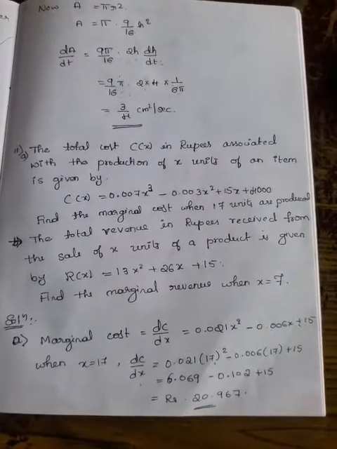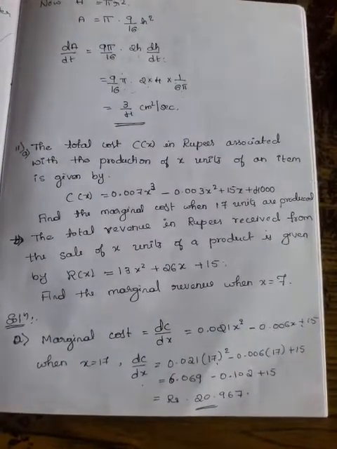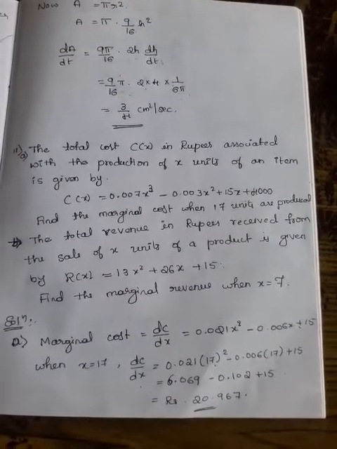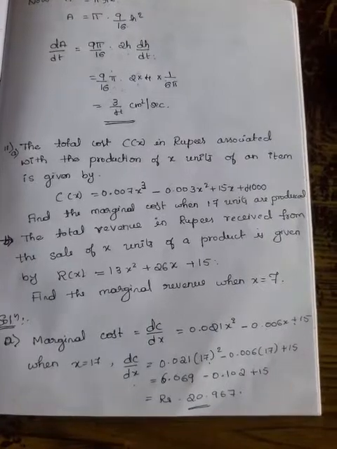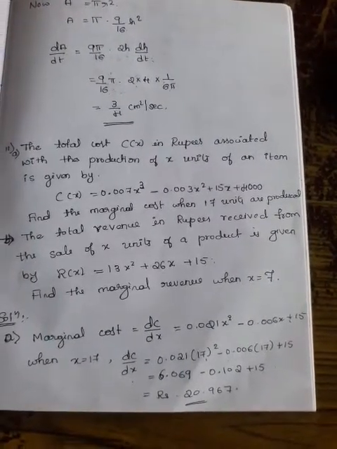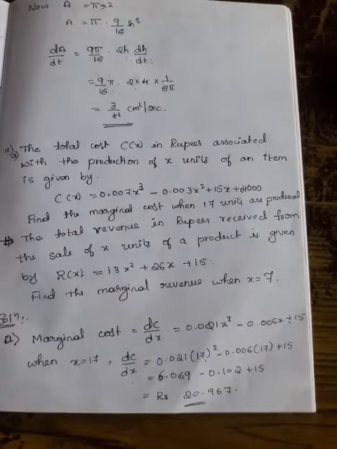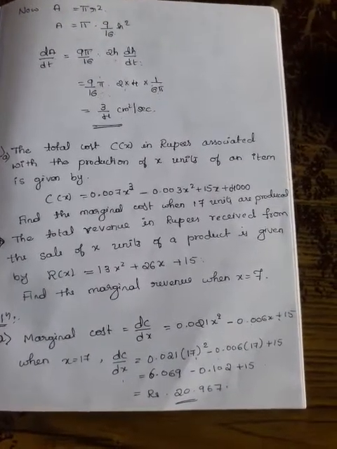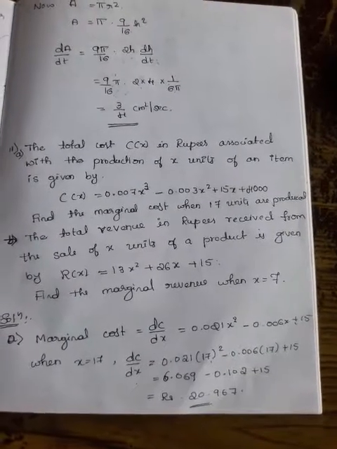In the same way, if R of x is the revenue from selling x units of production, then dR by dx is the marginal revenue. The marginal revenue gives the increase in the revenue that will result from selling one additional unit, and the marginal cost gives the extra cost of producing one additional unit. Let us see some problems.